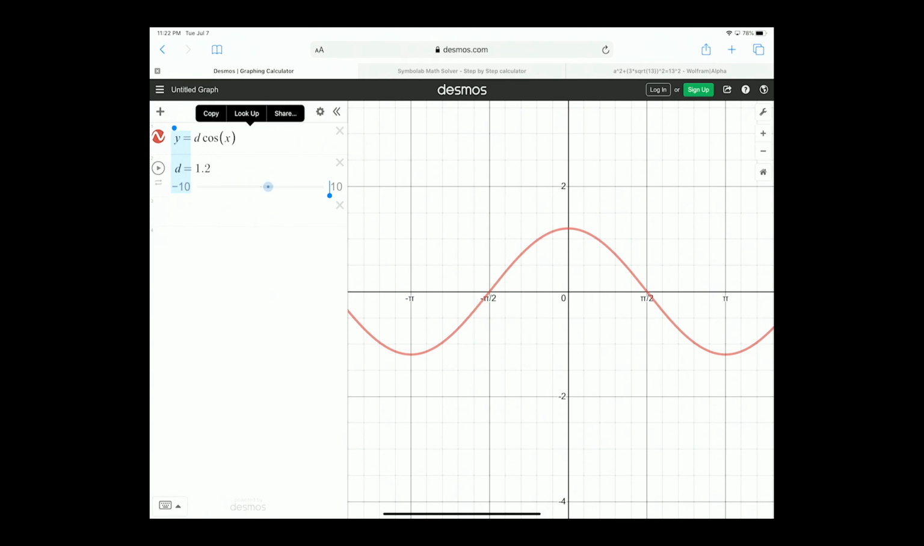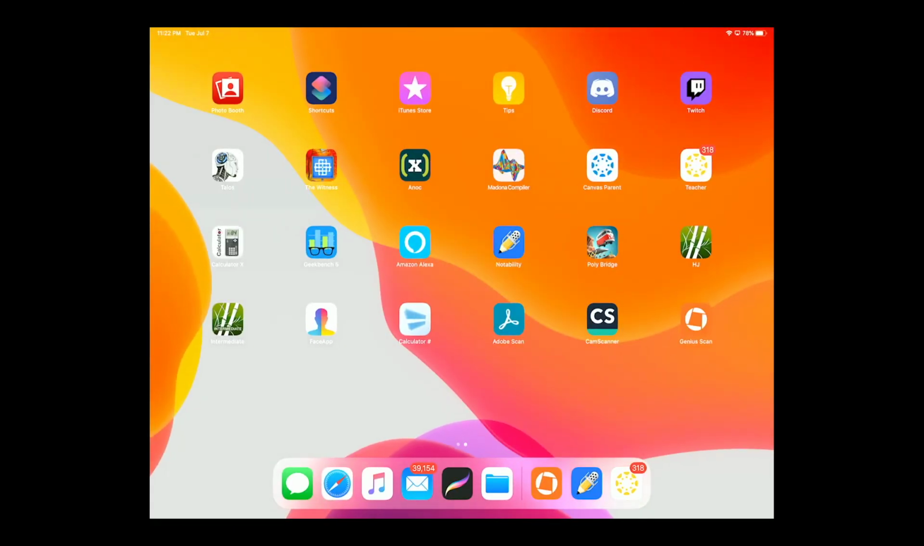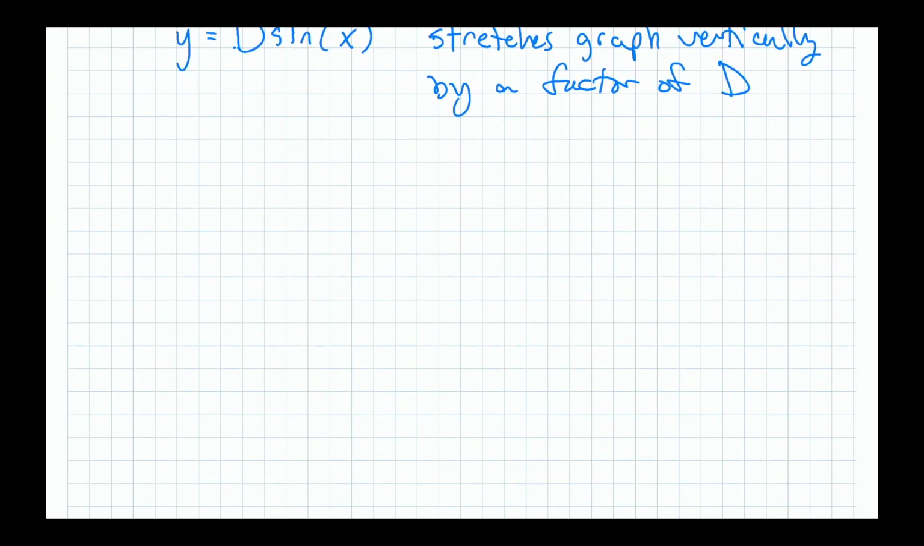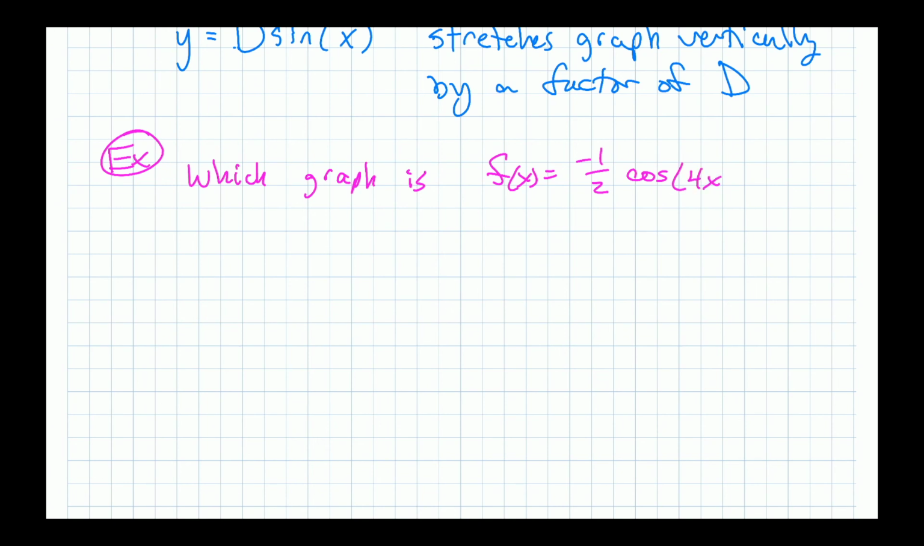So there you go. What are we going to do with it? Well, in this section, we don't do too much, but we're going to have questions like this. So like, example, they just say, which graph is f of x equals negative 1/2 cosine 4x. And so what you would need to do is recognize what the numbers do.